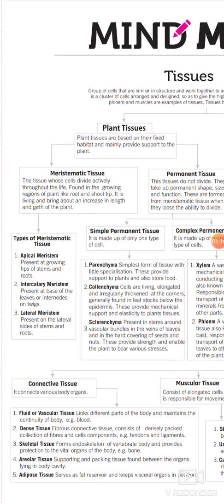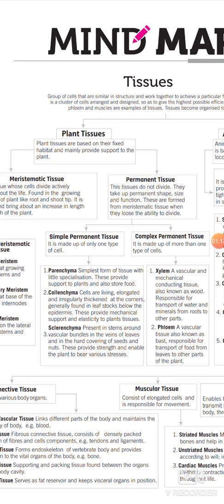After meristematic tissue, we learned about permanent tissue: tissues which lose the ability to divide further and become fixed into a permanent shape, size and function. Permanent tissue is divided into two subtypes: simple permanent tissue and complex permanent tissue. Simple permanent tissue is divided into three subtypes: parenchyma, collenchyma and sclerenchyma. Till here we had learned, dear students.